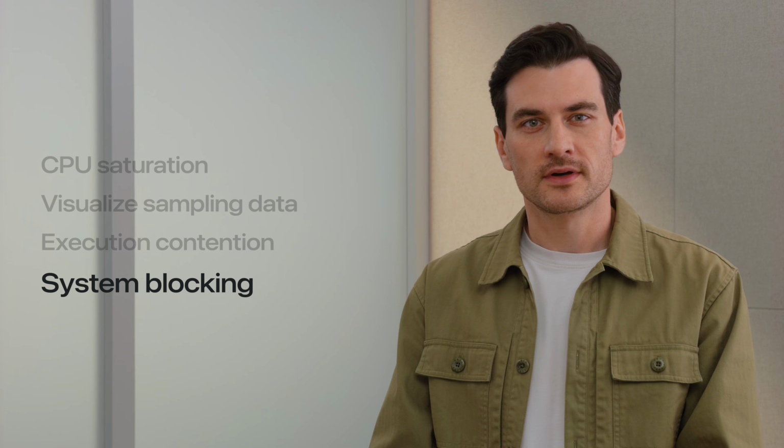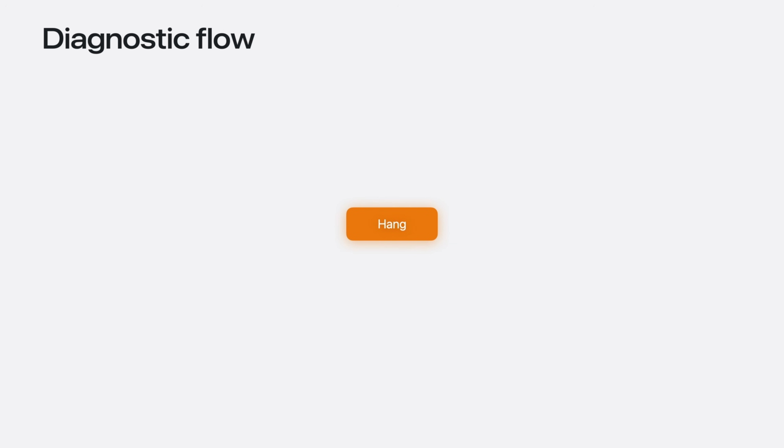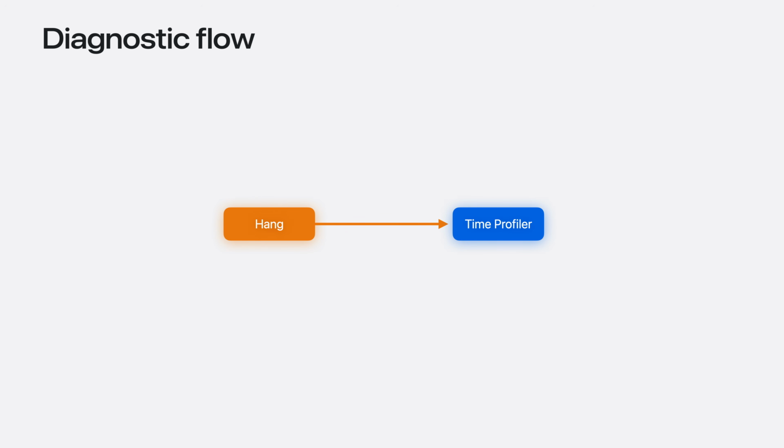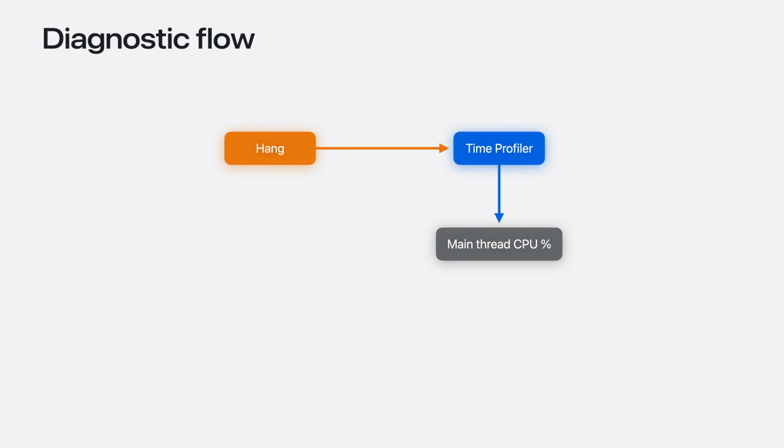But before we dive in, let's establish a diagnostic flow. When an application drops frames or hangs, the first step is Time Profiler. It provides the high-level overview needed to orient yourself. From there, the question is, what is the CPU doing during the hang? If CPU usage is high, then the thread is busy and the work is taking too long. This points to a code performance bottleneck.